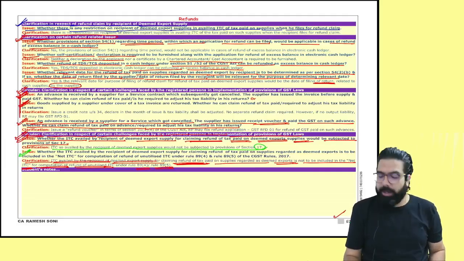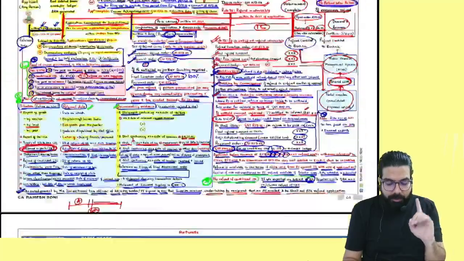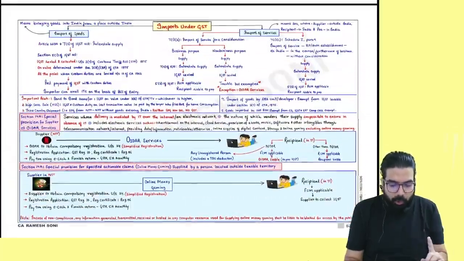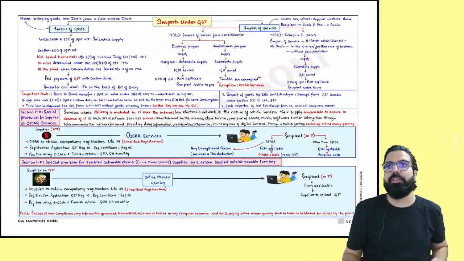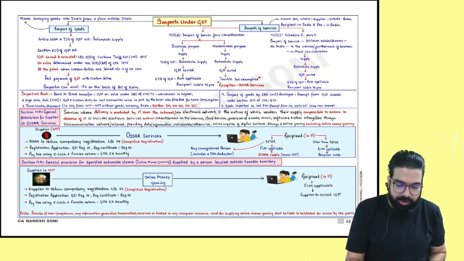Now, let's go ahead and move to the next chapter. Everyone, we will do the chapter of imports under GST. Please come to imports under GST, everyone.